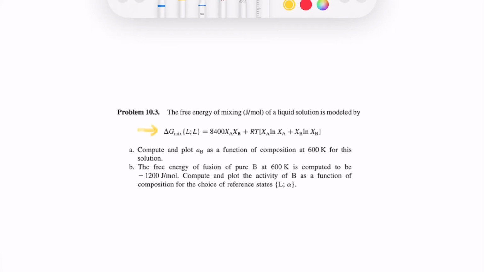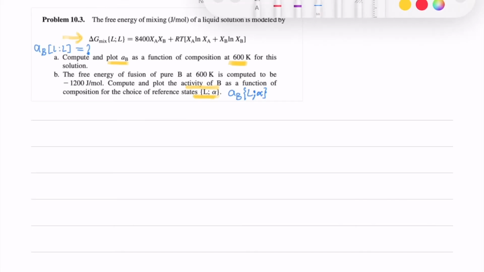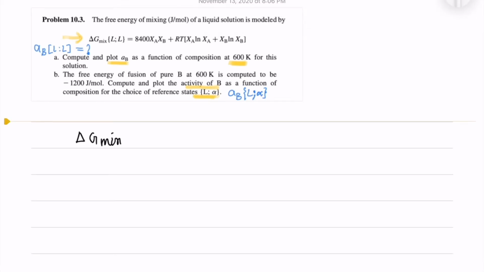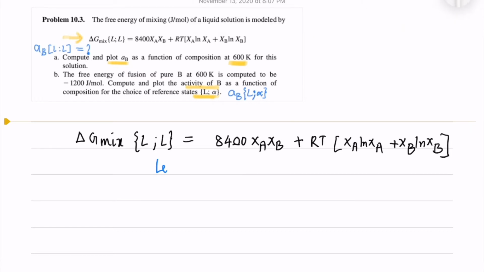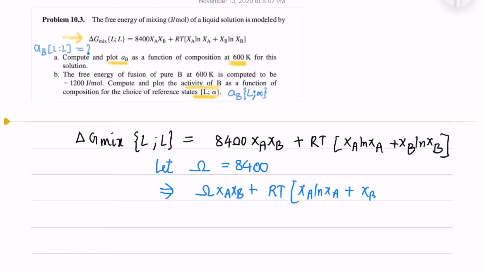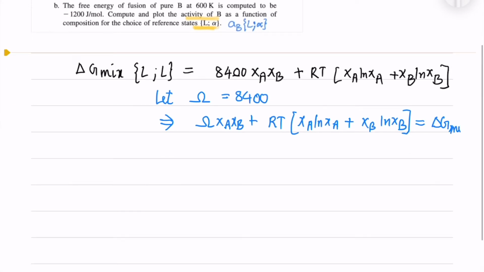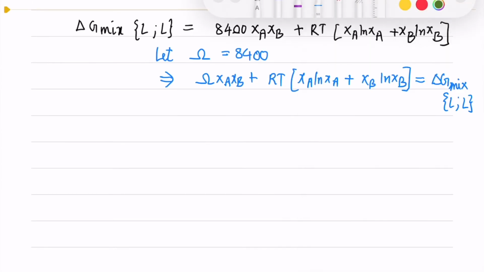Part D of 10.3, we are given delta G mix and we are asked to plot the activity of B in two reference states, liquid liquid and liquid alpha. So let's see how to calculate activity first using delta G mix. Now let's assume omega equals 8400 and let's rewrite the equation of delta G mix.